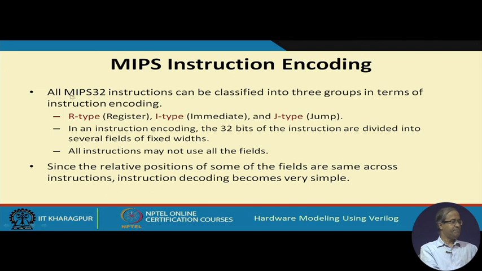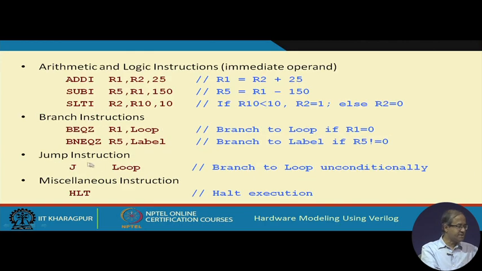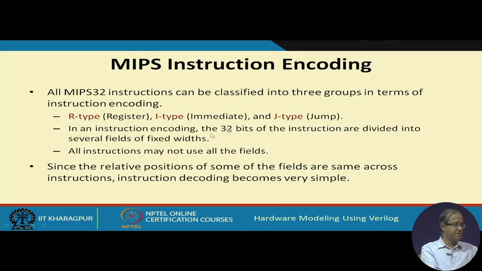Broadly speaking, MIPS 32 instructions can be classified into register type, immediate type and jump type. Of course, we are not considering jump type in our implementation, because in the previous slide we said the J instruction we are not implementing. So, the J instruction uses this type. When you say encoding, the 32 bits of the instruction will be divided into some fields and each field will have some fixed width, and all instructions may not be using all the fields. Let us see what this means.